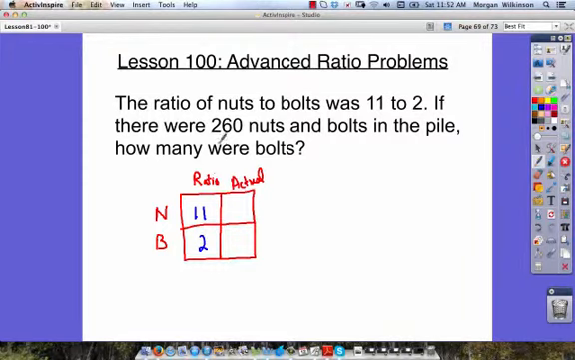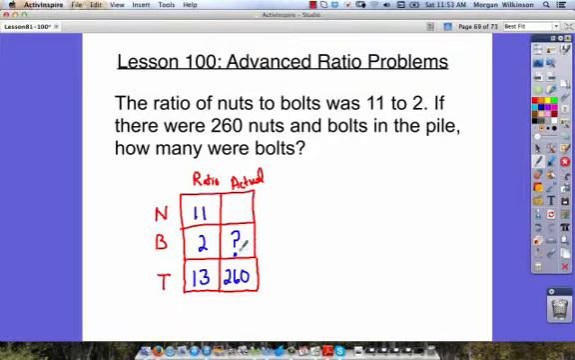Then it says if there were 260 nuts and bolts in the pile, how many were bolts? So that's our actual count because there's 260 nuts and bolts. Now what we need in this question is our total nuts and bolts. We need a third row as well because it told us that there's 260 nuts and bolts. So we've got 260 and we need to figure out how many were bolts. We'll call it a question mark because we want to know that. We know 11 plus 2 would have to be 13.